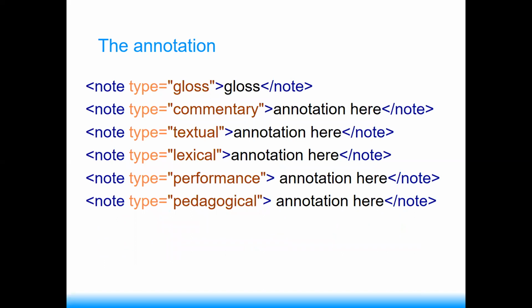So the other part of the annotation is these notes. Note type equals gloss, note type equals commentary. You can write whatever you want in the text node there.